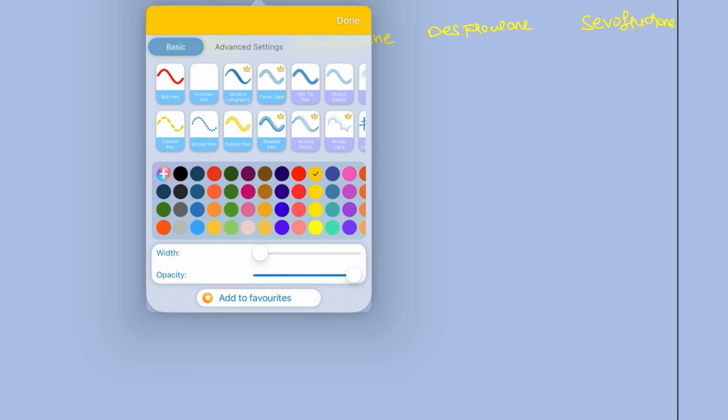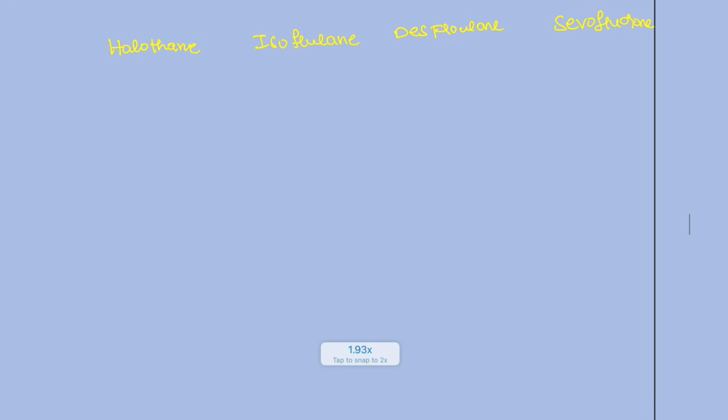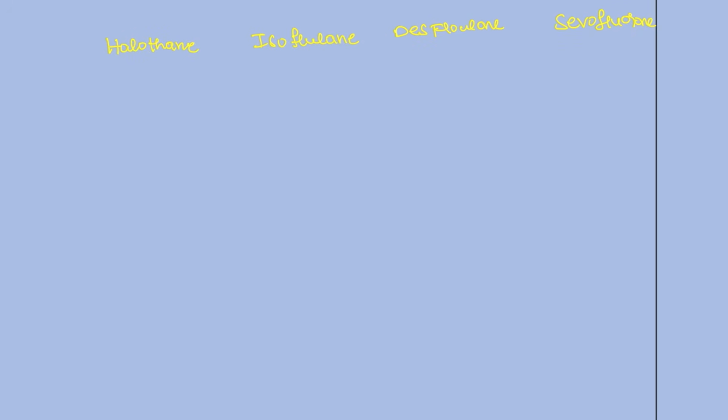They have different colors, guys, for all these inhalational agents, to avoid confusion by the assistants. This is the red color, this is the purple color, this is the blue color, and this is the yellow color. Yellow is the favorite for so many people. That's why sevoflurane is most of the time used as the agent of choice in daycare surgeries, right?